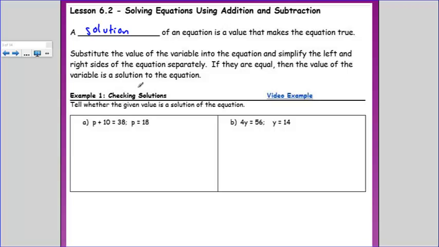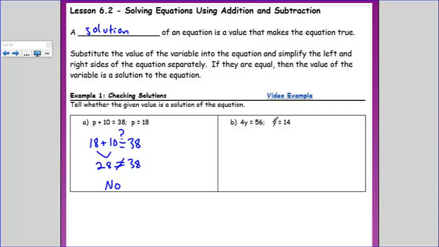Here's our first type of question: checking an answer. Tell whether the given value is a solution of the equation. They put p plus 10 equals 38, and they are saying that p equals 18. So the question is, is p equal to 18? The way you check is you replace p with 18, and you have 18 plus 10 on the left side of the equation. Is it equal to, which the book writes as an equals with a question mark, 38? You work on the left side, which is just 18 plus 10, which is 28, which is not equal to 38. The not equal to sign is the equals with a slash through it. Therefore, our answer to this is no, 18 is not correct.